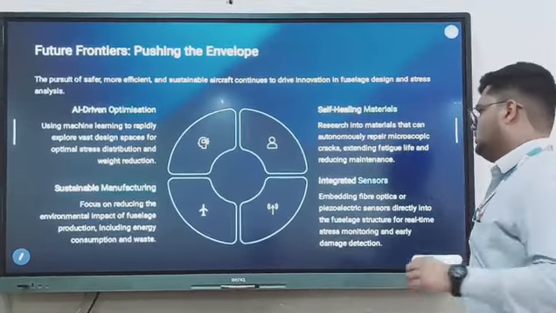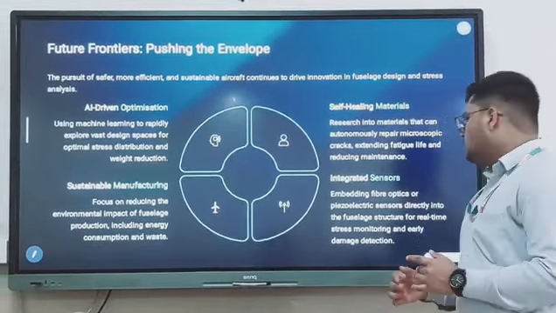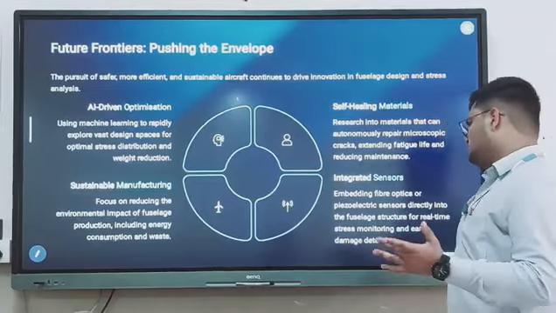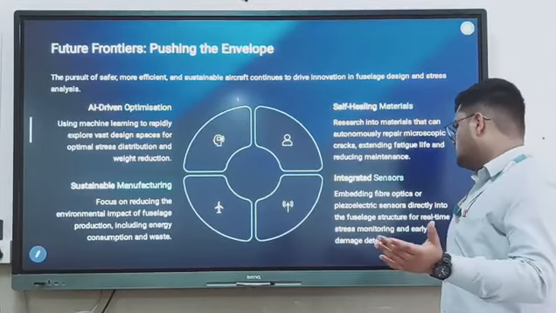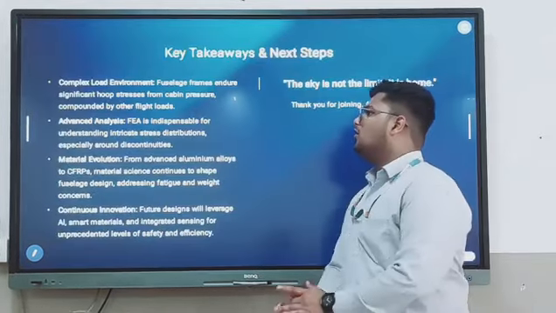Then we have integrated sensors, which will be embedded fiber optics or piezoelectric sensors which can go directly into the fuselage structure, and we can monitor stresses and all.